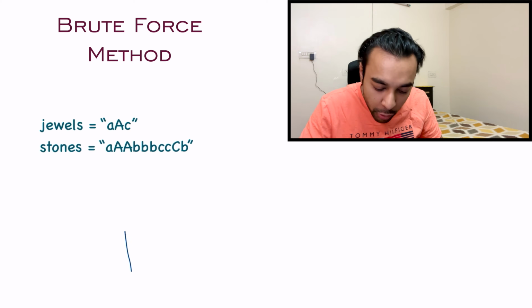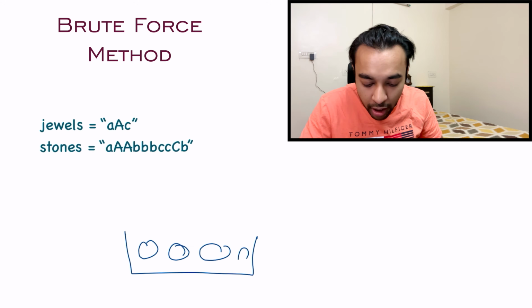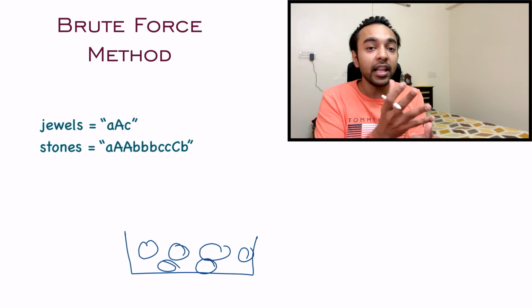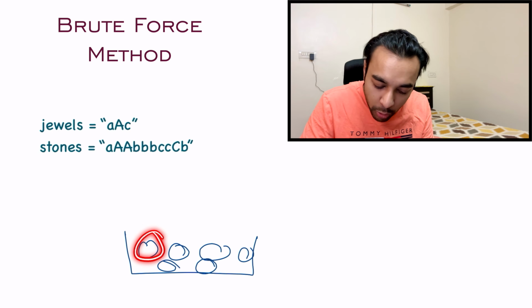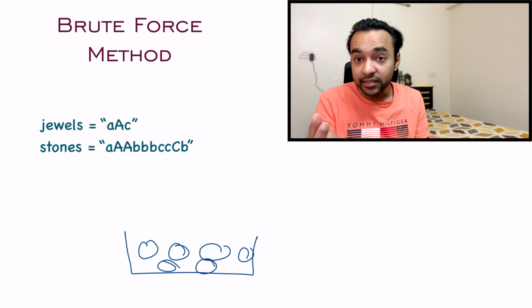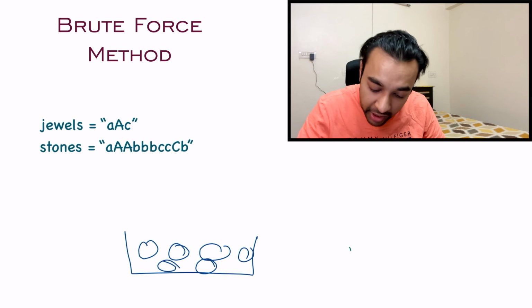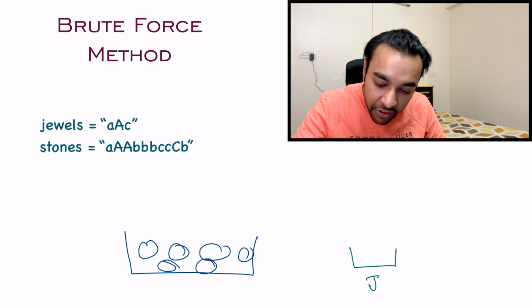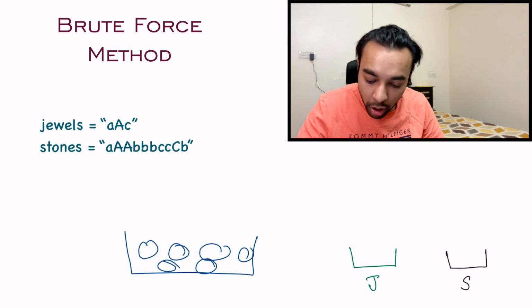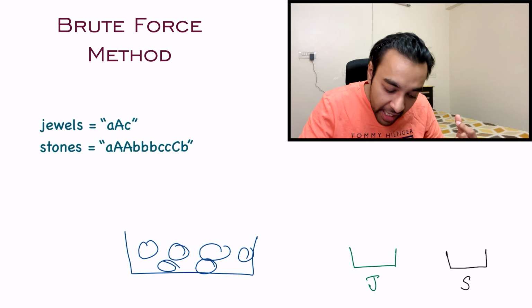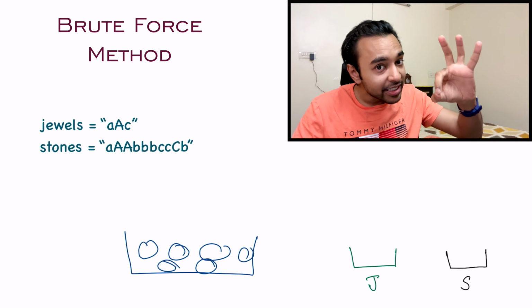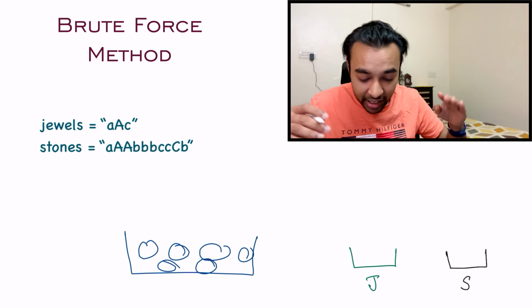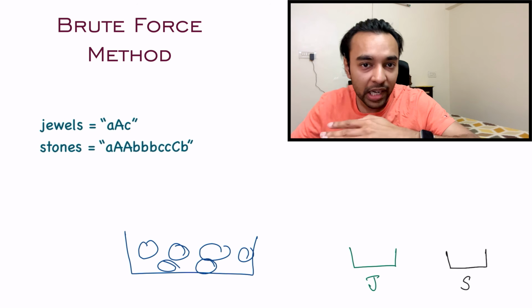Let us say that you have a bucket of stones, right? So how do you determine how many of these are jewels? What will you do? You will take up one stone at a time and then check, hey, is this a jewel? If yes, you will keep it in your jewel box. And if it is a stone, you will keep it in your stone box, correct? So you take up each of these stones one by one and then check, is this one a jewel? Is this one a jewel? If yes, just increment your jewel counter.